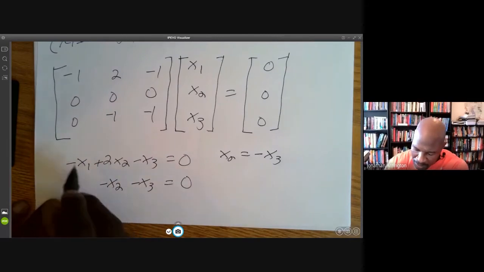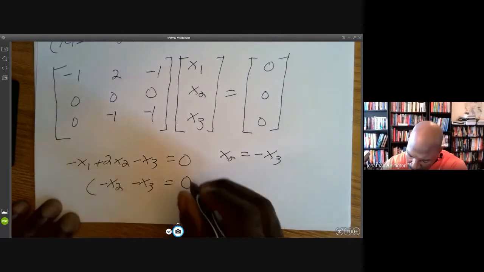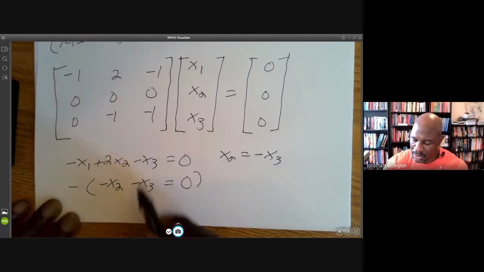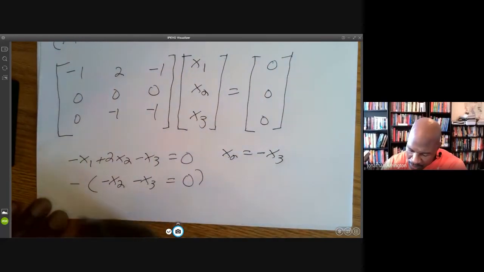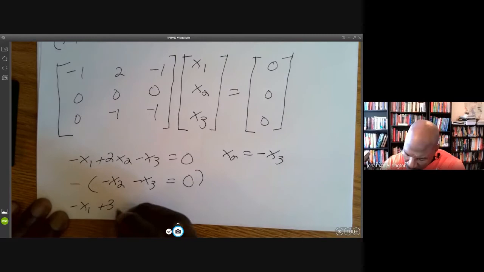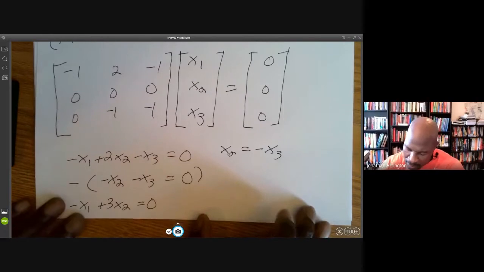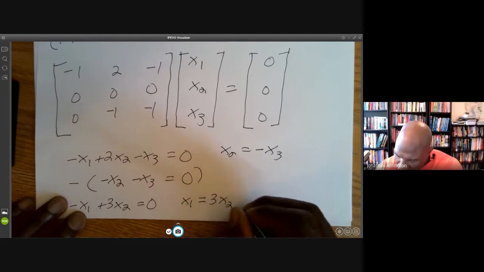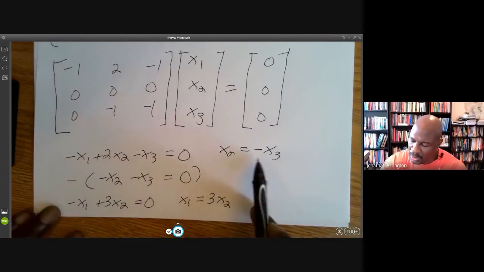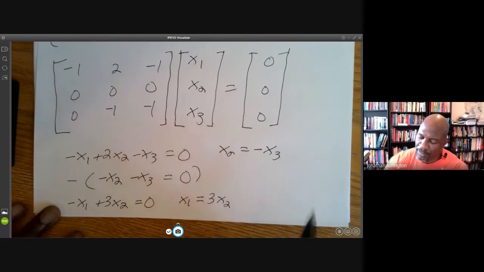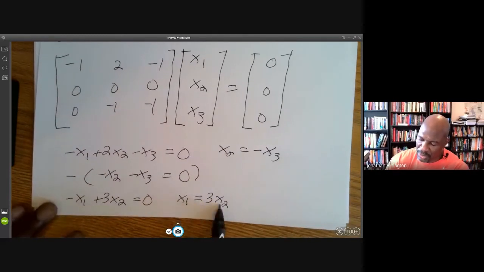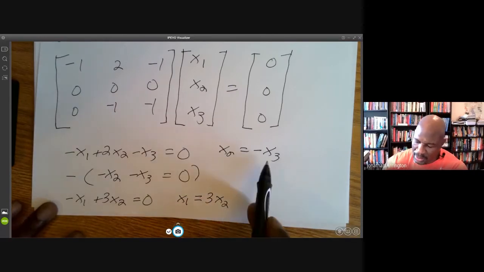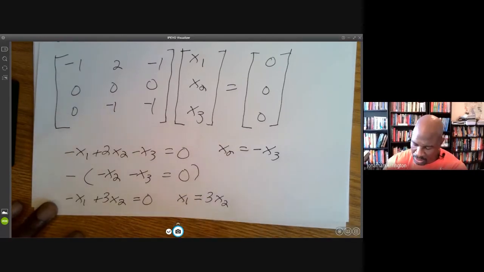Let's do this equation minus this one. So let's subtract. We're doing this to eliminate the x3 here. When we do that subtraction, we get negative x1 plus 3x2 equals 0. So that means that x1 equals 3x2, and x2 equals negative x3. So x1 is 3 times as much as x2, and x3 is the opposite sign of x2.